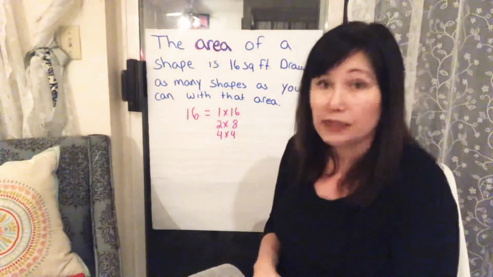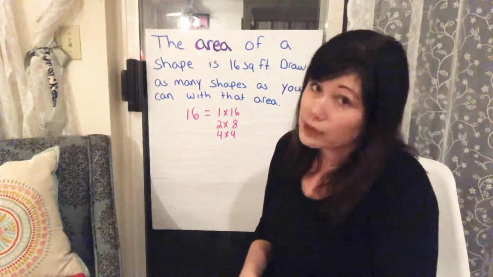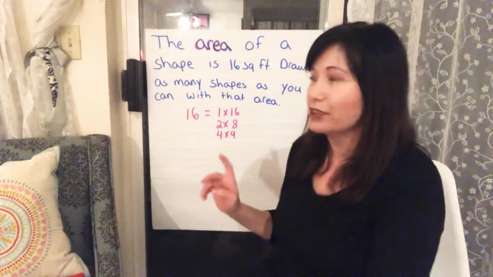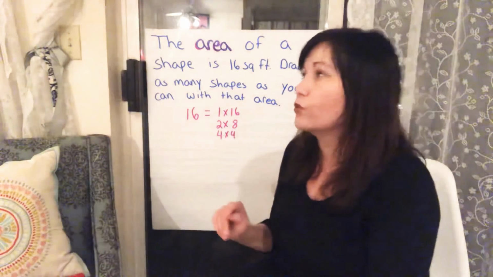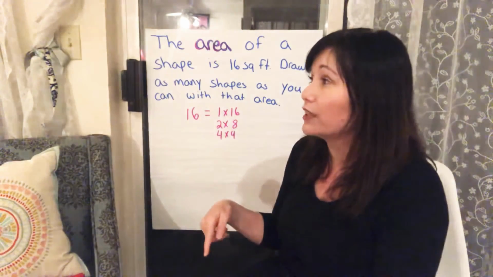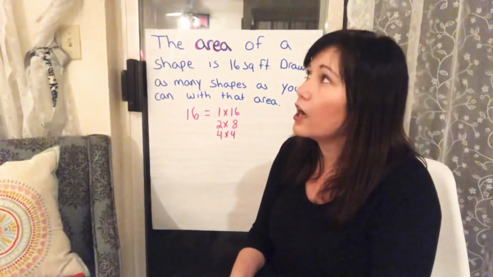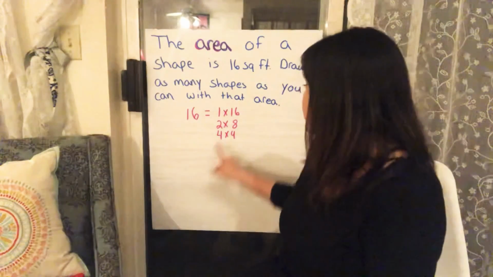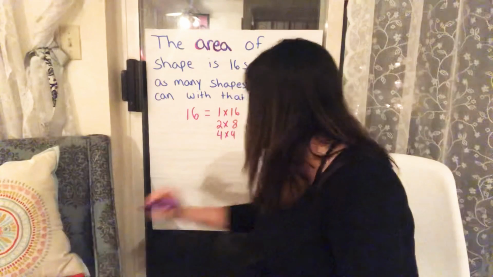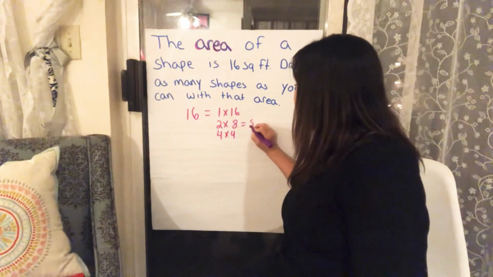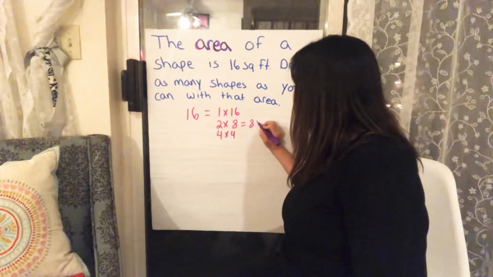How about sevens? 7 times 2 is 14, excuse me, 7 plus 7 is 14. And if I added another 7, I would get 21, which is way too high for 16. How about 8? Oh, I could do that, right? Instead of 2 groups of 8, I could do 8 groups of 2.